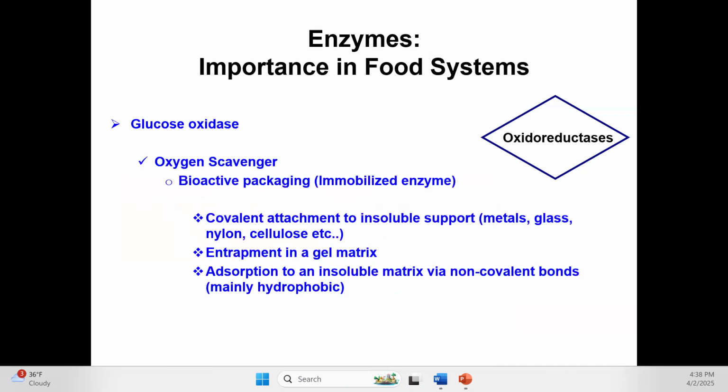Glucose oxidase is also used as an oxygen scavenger in packaging. It's covalently attached to an insoluble support, or it's absorbed via hydrophobic interaction. But when it's there, it scavenges the oxygen. And this is how you extend the shelf life of your products that are prone to oxidation.